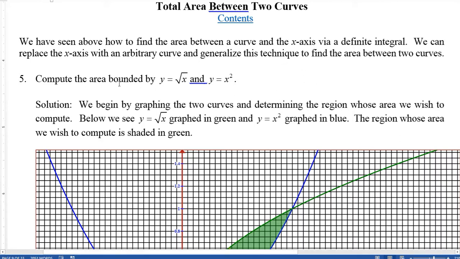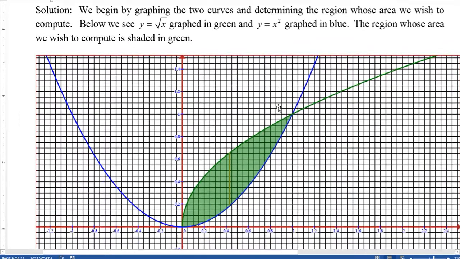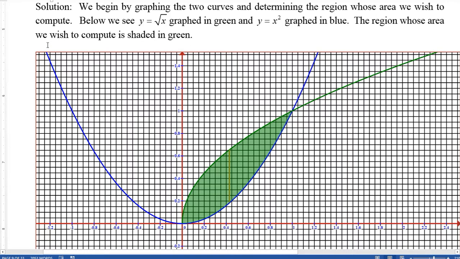So for example, we want to compute the area bounded by y equals square root of x and y equals x squared. First of all, I'm going to graph those two things, and the relevant portion we're graphing is right in here. This blue curve is y equals x squared, and the green curve is y equals square root of x. Notice they have a couple of points in common. One is 0, 0, and one is 1, 1. And from there on, they don't really cross again. So the only area that's completely enclosed as a closed region is this area that we have shaded in green, and that's the area we want to find out.